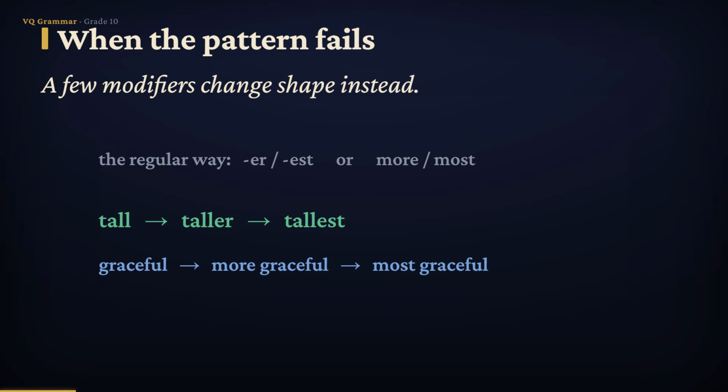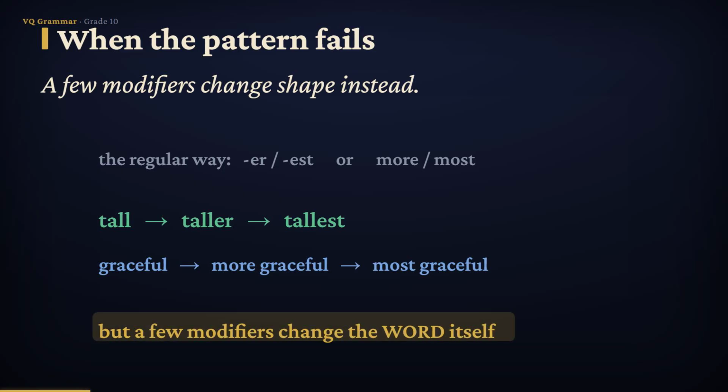But a small handful of very common modifiers refuses to play along. They do not add an ending, and they do not take more or most. Instead, the word changes shape completely. Good turns into better. Bad turns into worse. There is no rule underneath that, which means these forms cannot be worked out. They must simply be known.